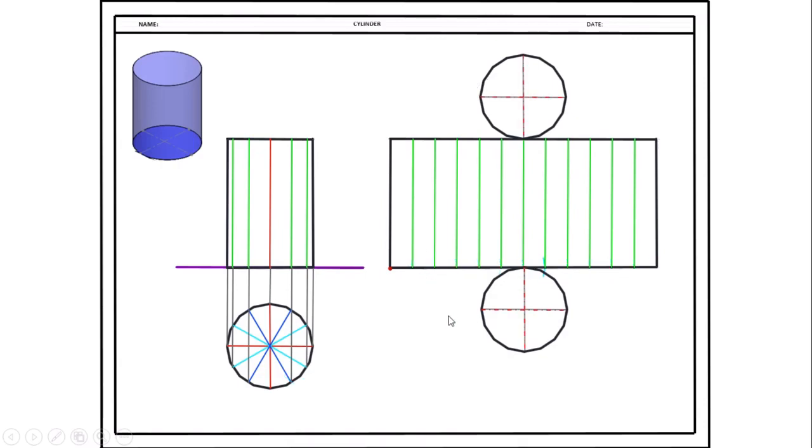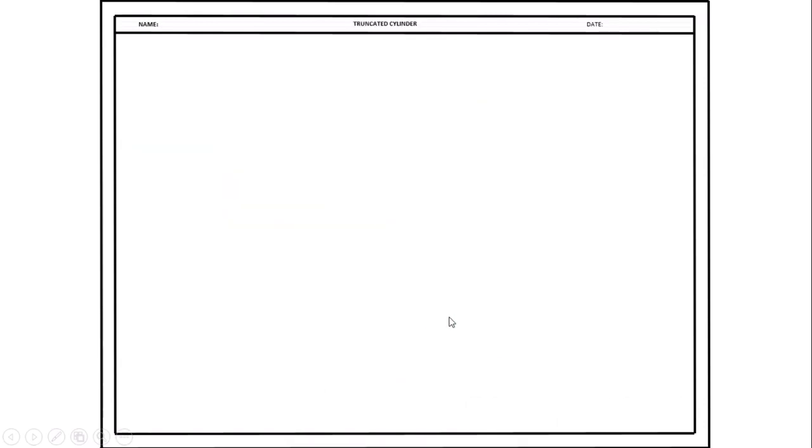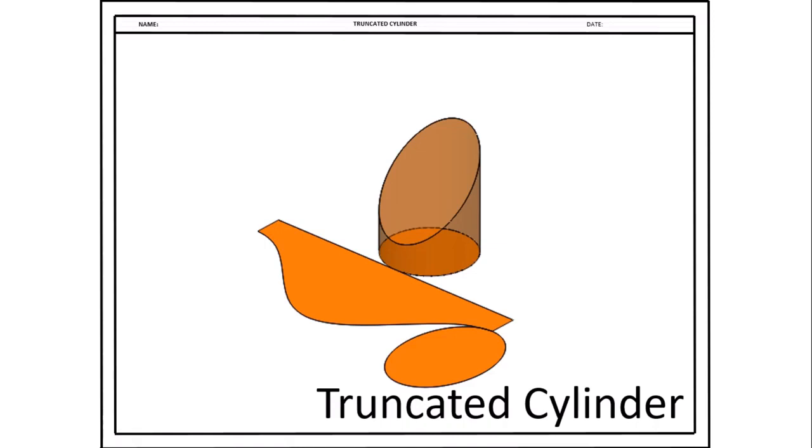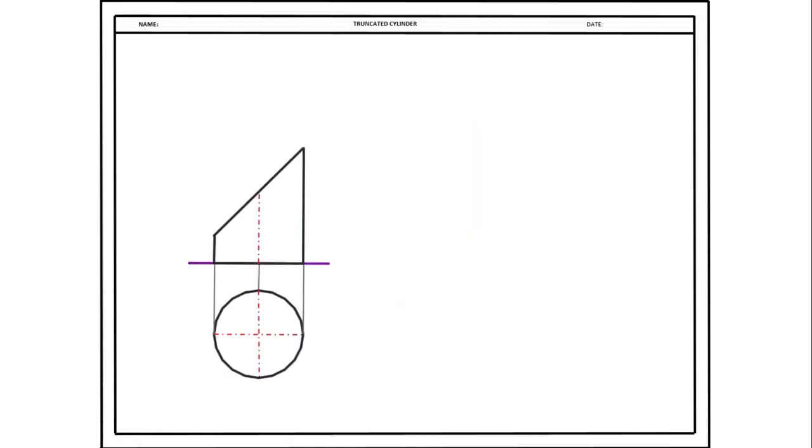Now the next one we'll have a look at is a truncated cylinder. We're just having a look at this, we're not going to draw on it. In a truncated cylinder, an elevation might look something like that. The plan view, interestingly enough, would still look like a circle. Again you would do very similar to the last time. You divide it up into 12 equal sections.